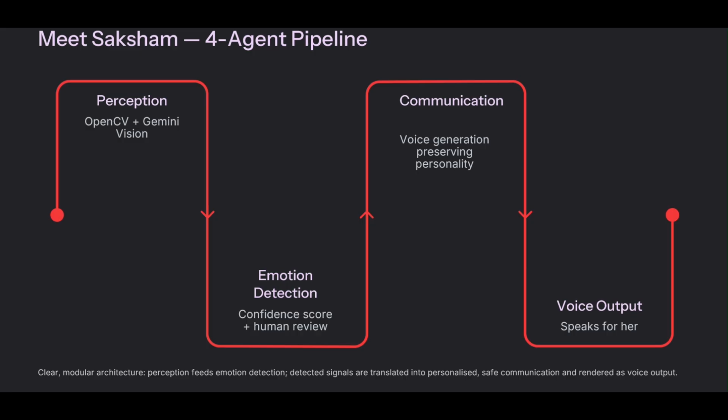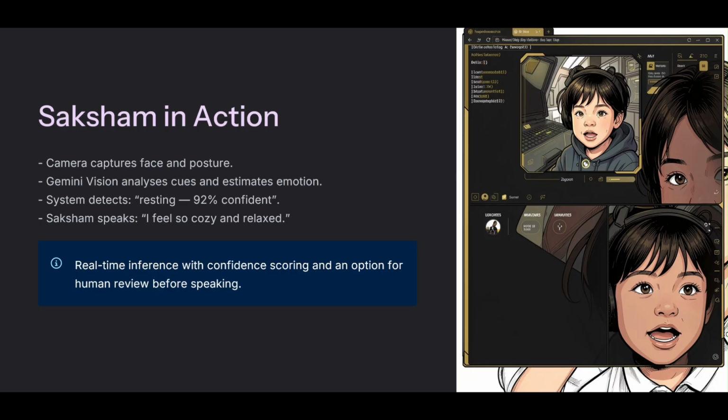And Agent 3 is for communication. It takes in that emotion and forms a natural sentence in a unique voice and personality. Agent 4 is for voice output and it speaks that sentence aloud. Now here we have Saksham running live. Watch it as it perceives, understands, finds words and speaks for my child.